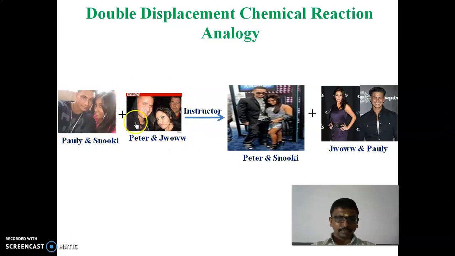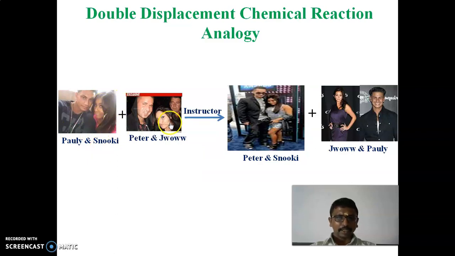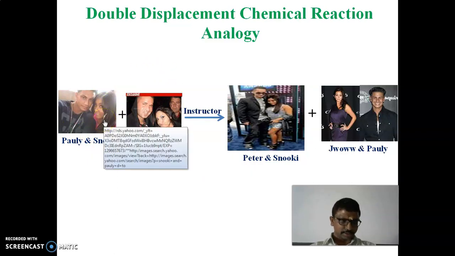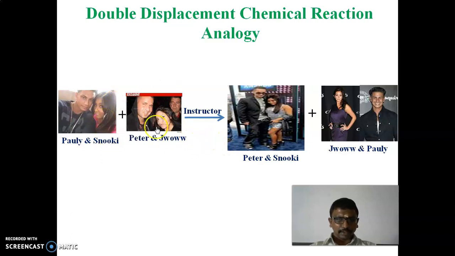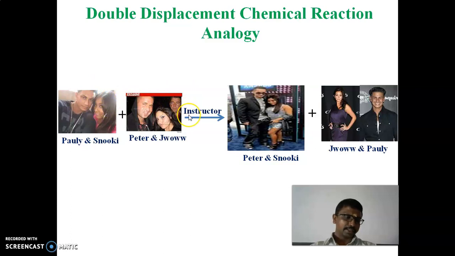They will exchange the pair. So instead of Snooky here, Joe will be displaced here. And here, instead of Joe, Snooky is displaced here. It's a double displacement reaction. So the last reaction we saw was a displacement reaction, or we can call it a single displacement reaction. So here only one displacement takes place. Here two displacements take place. So that's why we can call it a double displacement reaction.